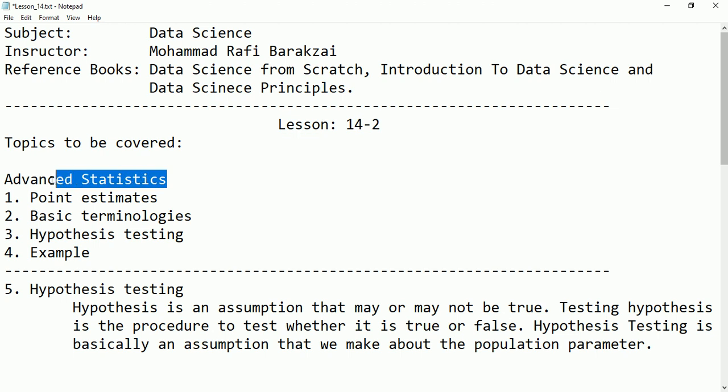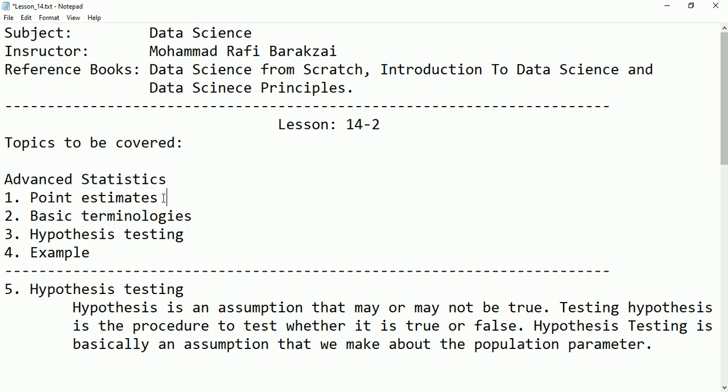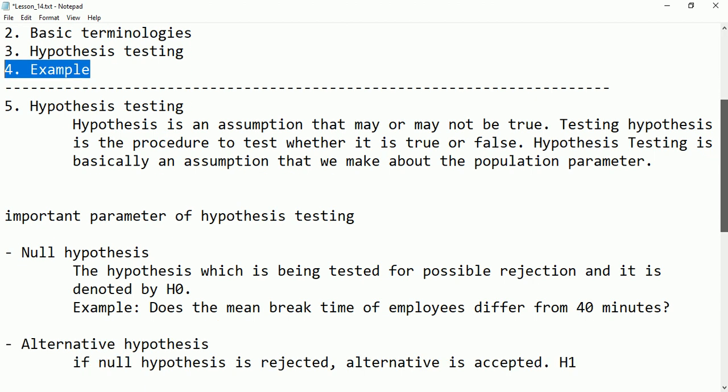Here again we are talking about advanced statistics, and these were the topics we covered in the last lecture. We talked about point estimate, and we said point estimate is estimation of a population parameter based on a sample or sample size. Then we talked about basic terminologies like confidence interval, confidence level, and significance level. And now we are going to talk about this third one, hypothesis testing, and we will give some examples for them. Now let's see what is hypothesis testing.